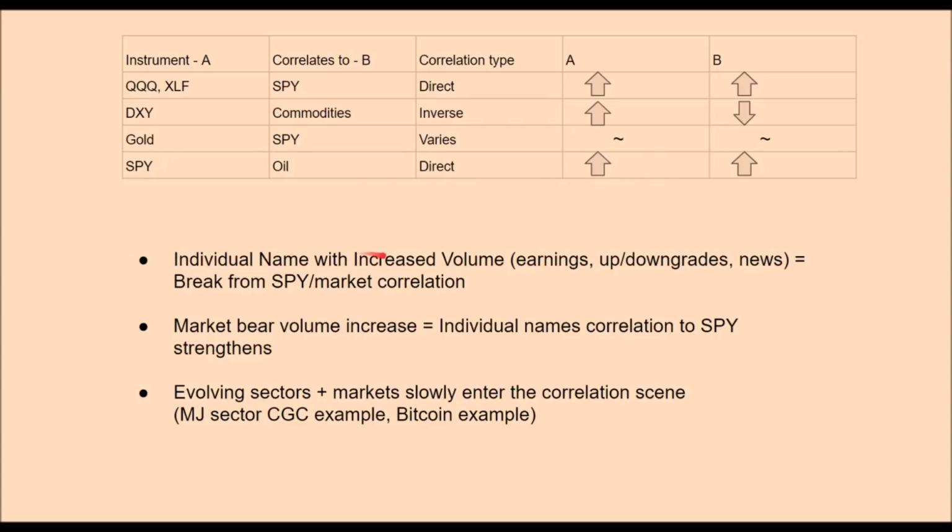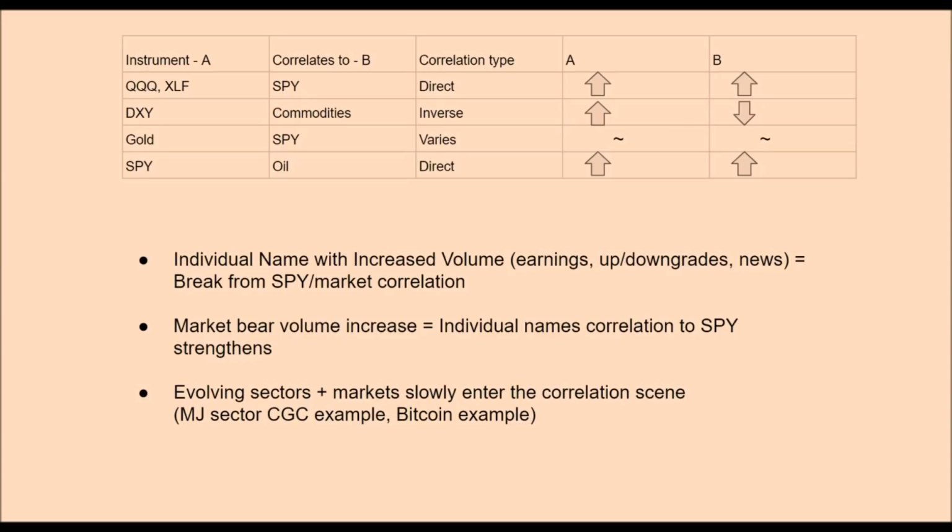An individual name with increased volume, whether it's from earnings, from analyst upgrades or downgrades, or from individual news to that company, that's going to lead to a break in the SPY and market correlation. So if Netflix has earnings and they are bearish and SPY goes up 1%, Netflix is still going to have a bearish reaction. Maybe it won't be as bad, but it can still go down because the market is pricing in that fundamental event. Same thing with an upgrade or a downgrade. It can go opposite of the market or individual news.